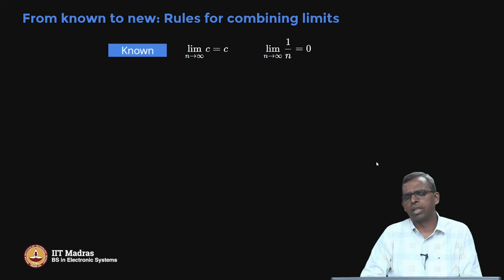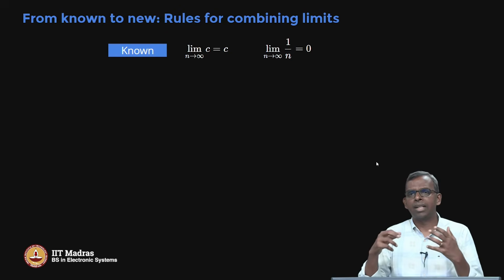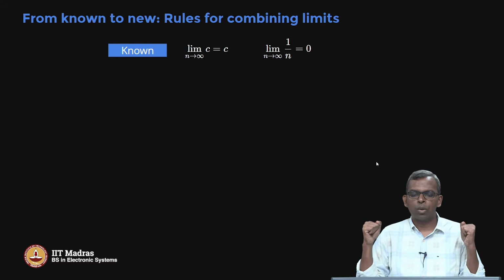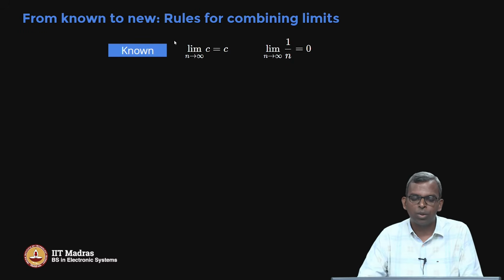Okay, so what are these rules? There are rules for combining limits and then creating more and more limits, solving more and more limit problems. The rules are actually very, very simple. So what do we know? We know these two limits, right? So these two limits we know.